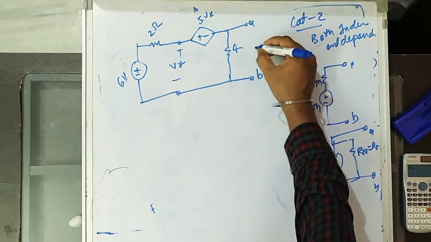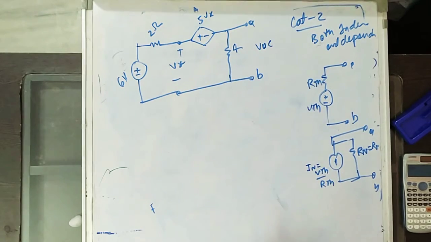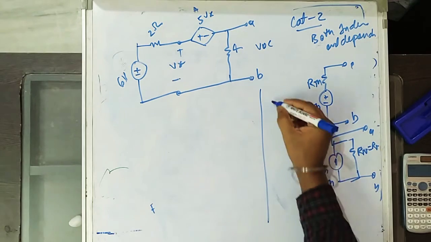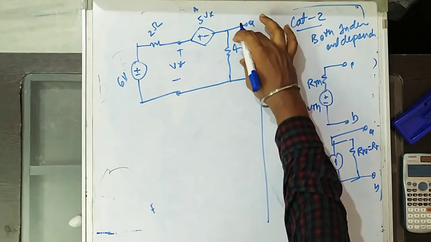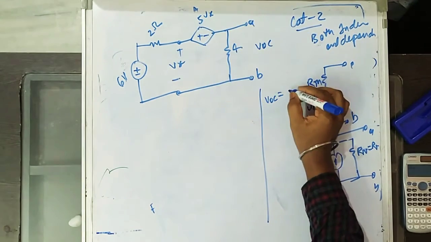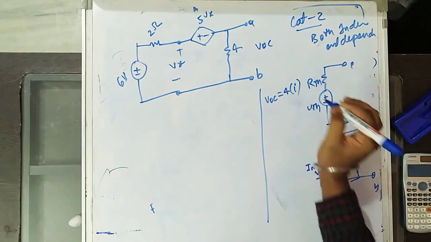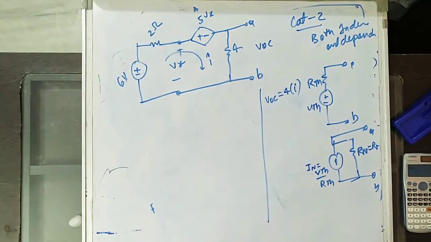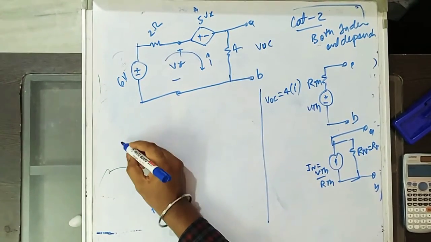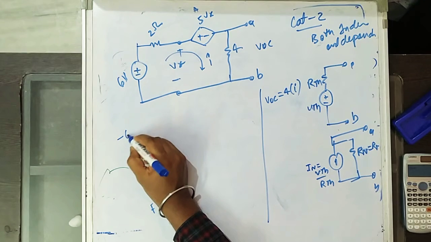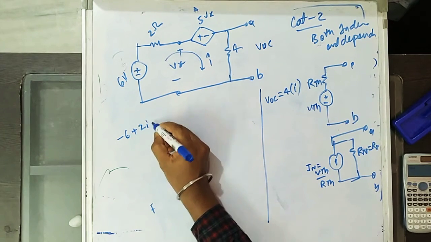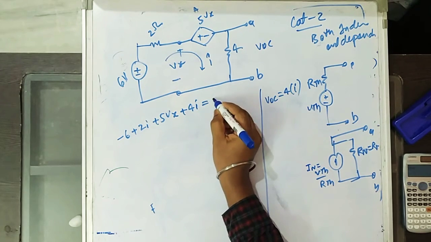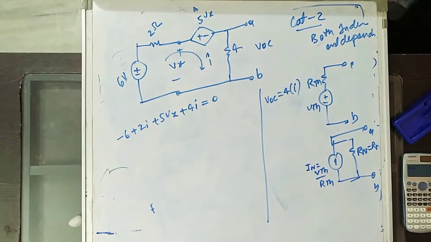So for the Thevenin equivalent, we have to find VOC. So initially, what is VOC? VOC is nothing but 4 into the current flowing through that circuit. So let us assume current I here. So current I is flowing here. Okay. So you'll give a loop equation here. The loop equation is minus 6 plus 2 into I plus 5 Vx plus 4I equal to 0. Okay.